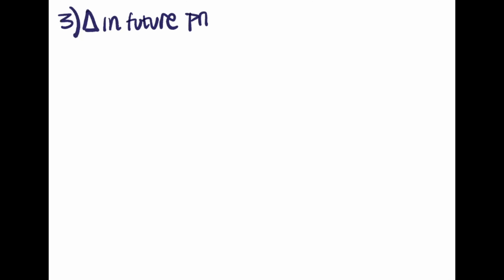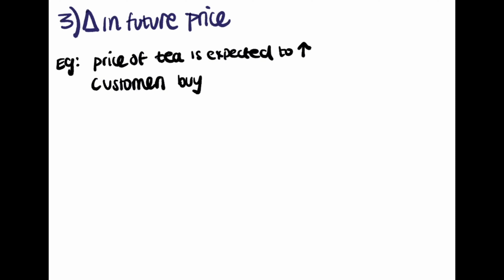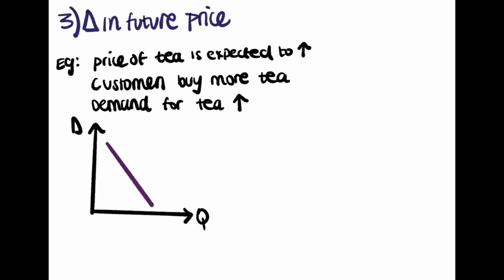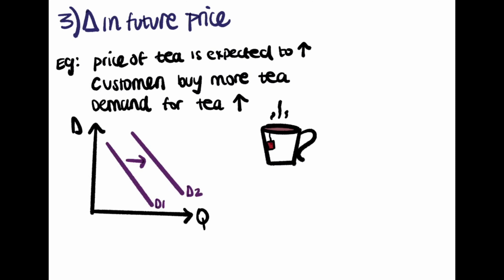Expectations of future prices can also cause the demand curve to shift. If consumers expected the price of tea to increase, they may purchase more. This in turn increases demand for tea, causing a shift in the demand curve to the right.